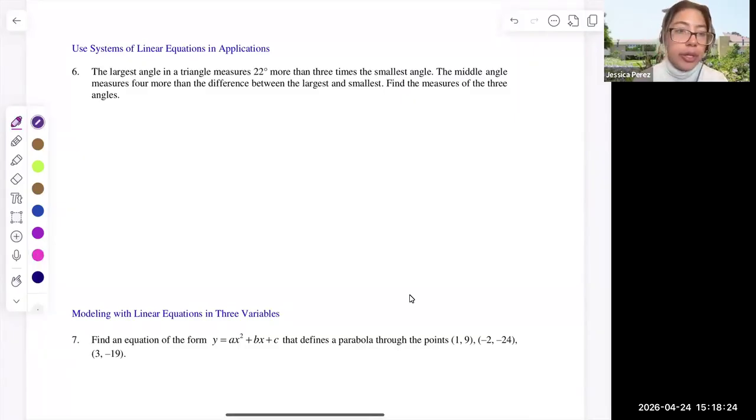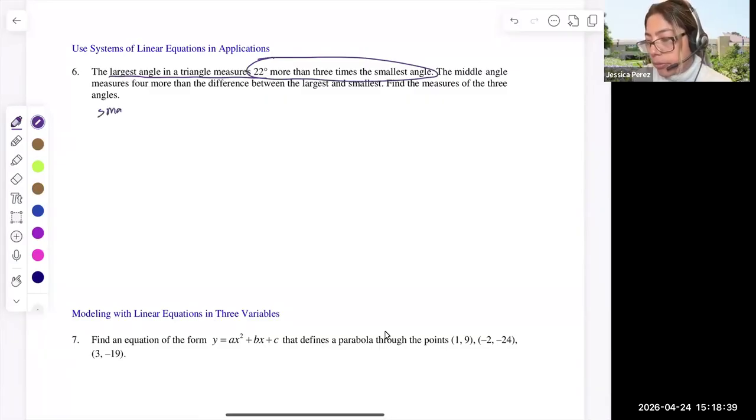So it's translating the math and the language together and creating an equation. So let's begin by reading the question. The largest angle in a triangle measures 22 degrees more than 3 times the smallest angle. So they're already talking about a smallest angle, the largest, and then there's the middle angle.